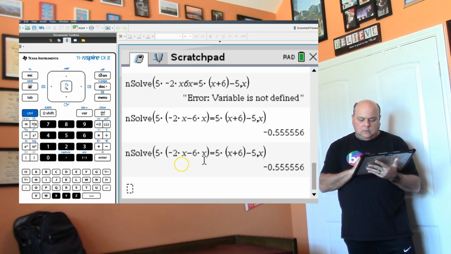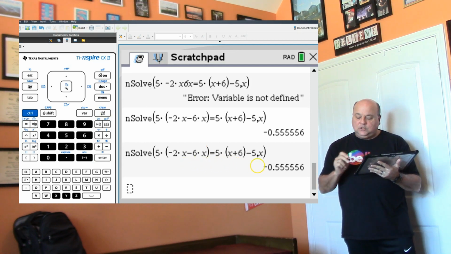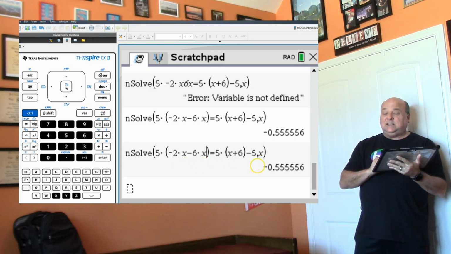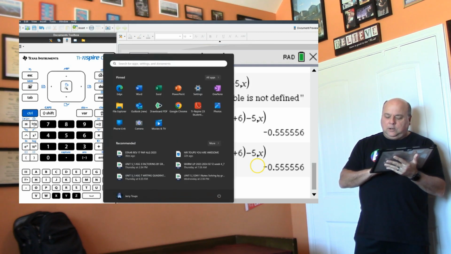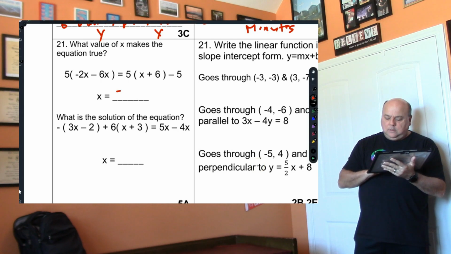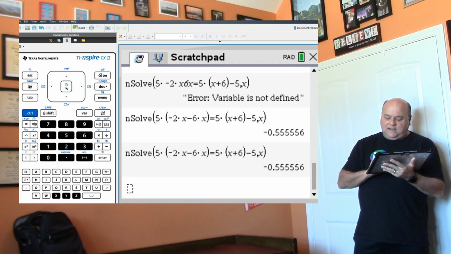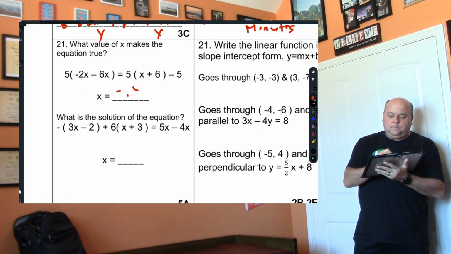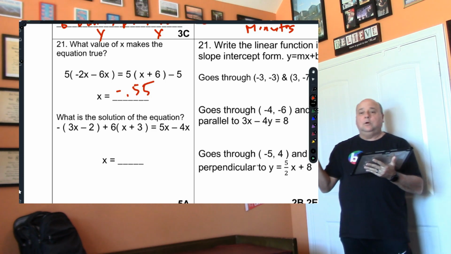I don't know why it's doing that. Oh, that's right. So let's just put 0.555. That's going to be a fraction, okay? So go to your paper. I don't know why it's doing that. Put negative, was it negative? Negative 0.55. I might have typed that in wrong, okay?